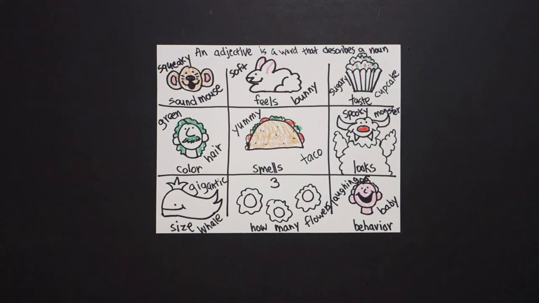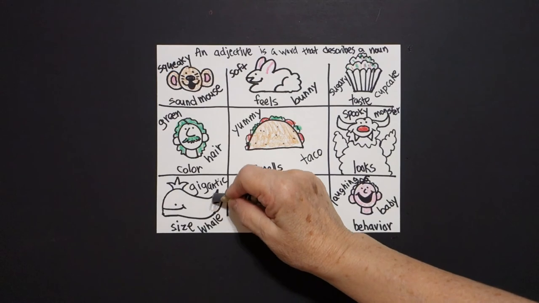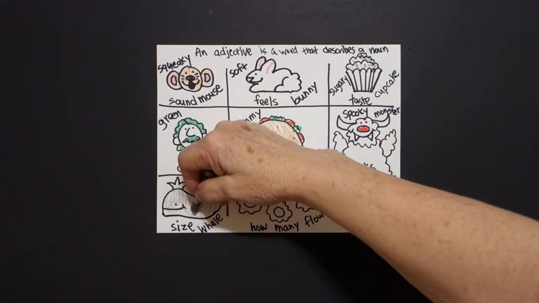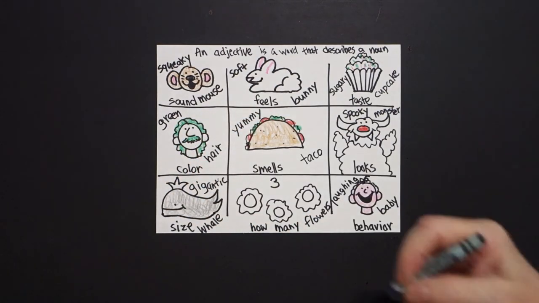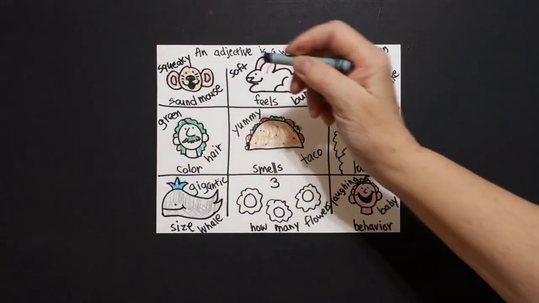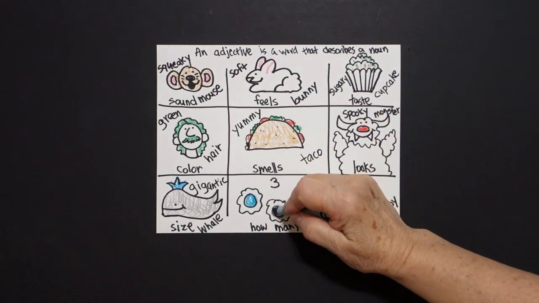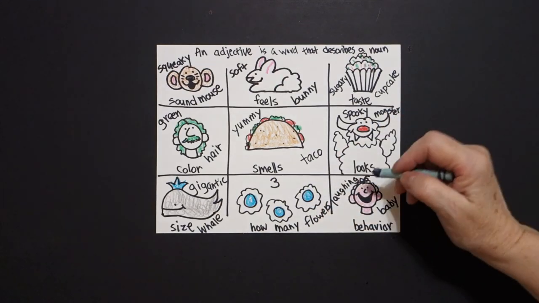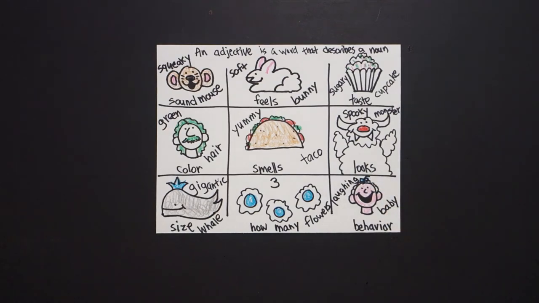Okay. I'm going to use gray for my gigantic whale size. He's huge, humongous, biggest, gigantic. A little blue up here for his spout. Okay. Let's do my flowers, my three flowers, blue. Okay. Let's give my baby a blue bow. My laughing baby a blue bow.